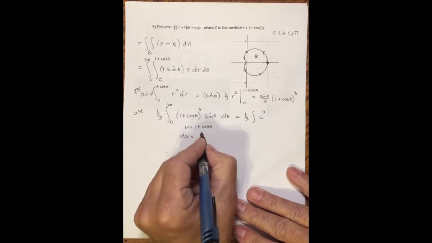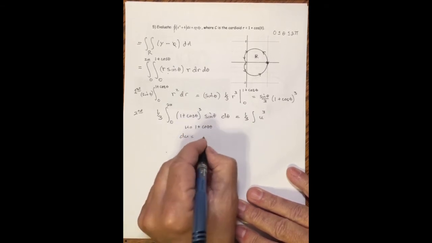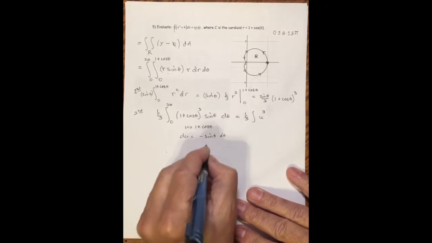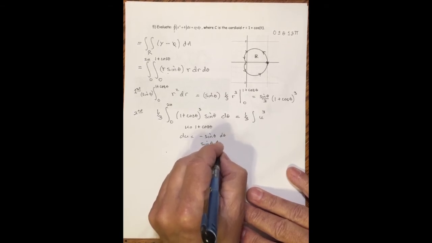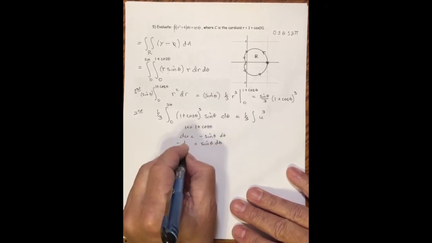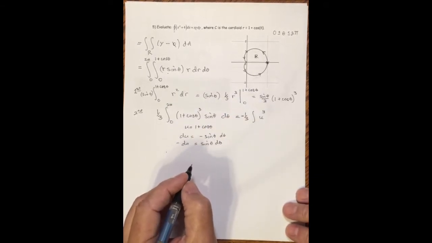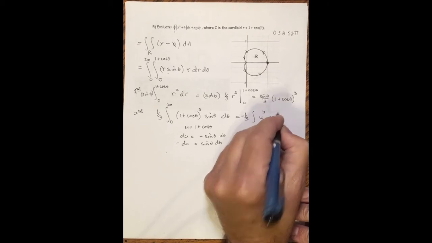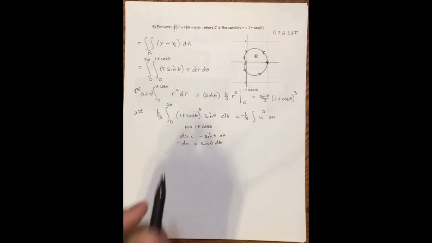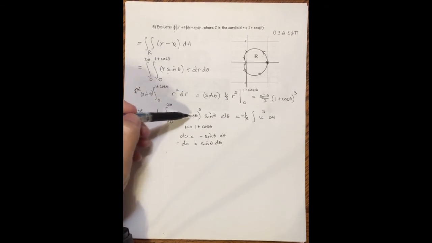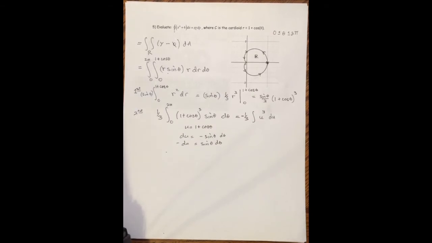Now du, derivative of 1 is 0. The derivative of cosine is minus sine theta, and then the differential d theta. So sine theta d theta is minus du. So I pick up a minus from the substitution, and look at that. Isn't that just amazing? We're integrating an expression in theta to a power, and we turn that thing into a polynomial. That is just slick.